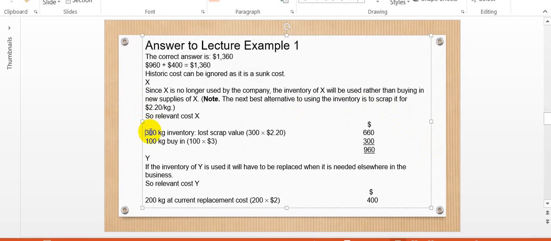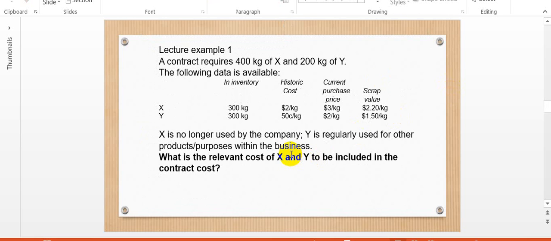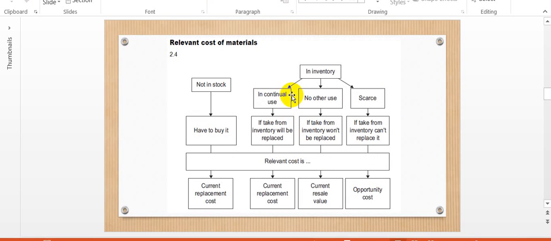So that gives us a total relevant cost of 960 for material X. We move to material Y. Since material Y, we are told, is reused regularly, which is in continual use there, it means we need to replace it once we use it.